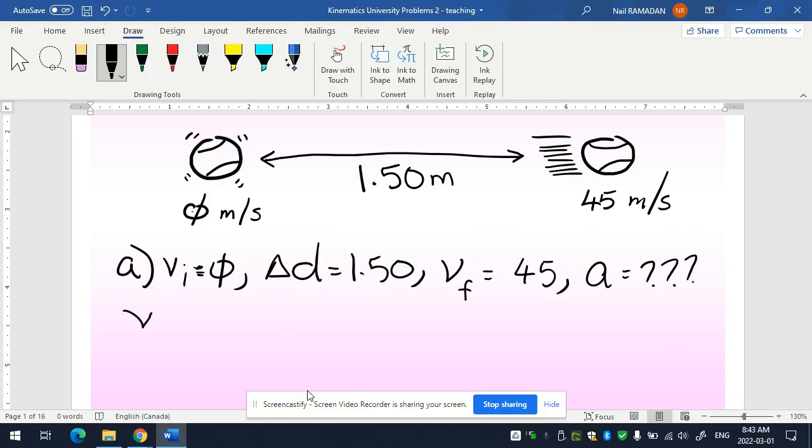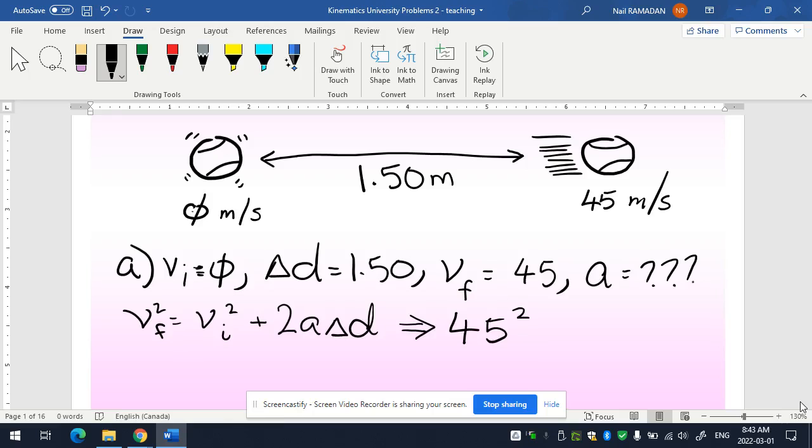Okay, so VF squared equals VI squared plus 2a delta D. You can rearrange if you like, or you can plug in numbers. It's easy enough to plug in the numbers. VF squared is 45 squared. The good news about 0 squared is that it simplifies the calculation because it goes away. Plus 2 times the unknown a, times the known distance.